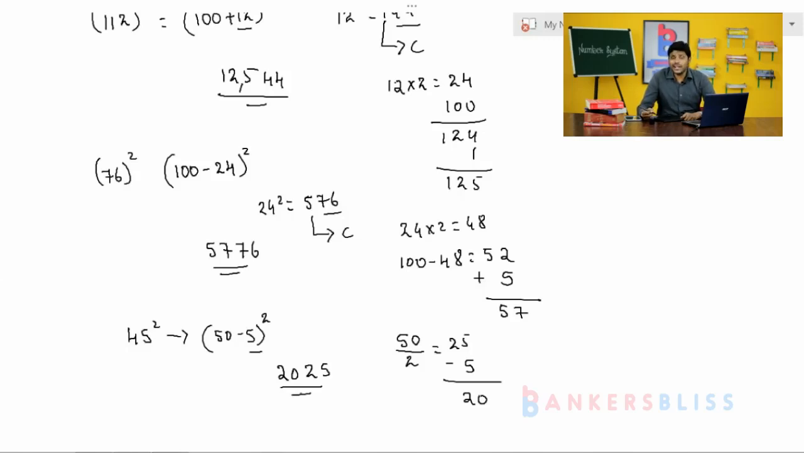While doing it with 100, we used to double the unit digit part, and we used to subtract or add it to the 100. But here we have to halve the 50, and we have to subtract or add the other number.